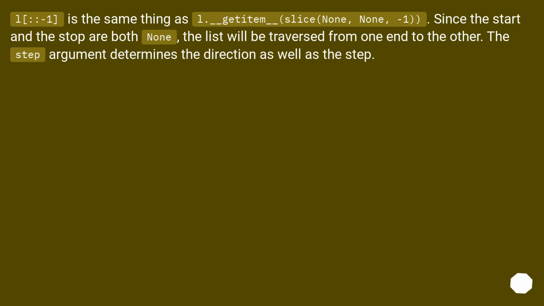list[::-1] is the same thing as list.__getitem__(slice(None, None, -1)). Since the start and the stop are both None, the list will be traversed from one end to the other. The step argument determines the direction as well as the step.